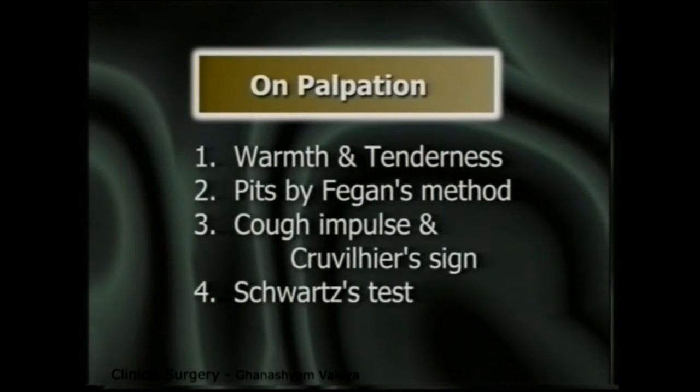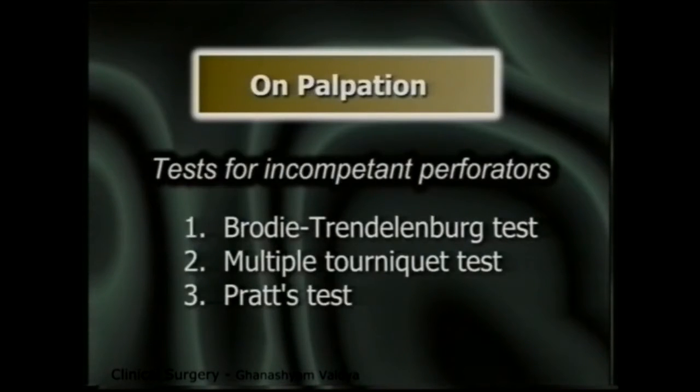So to revise, on palpation, we first palpated the length of the vein for warmth and tenderness. Then we emptied the vein and palpated the deep fascia under it by Fagan's method for palpable pits. Then we tested for cuff impulse and Cruvelier's sign at the saphenous opening and performed the tap test or Schwartz test. Then we performed the special tests for incompetent perforators, that is Brodie-Trendelenburg test, multiple tourniquet test and the Pratt's test.